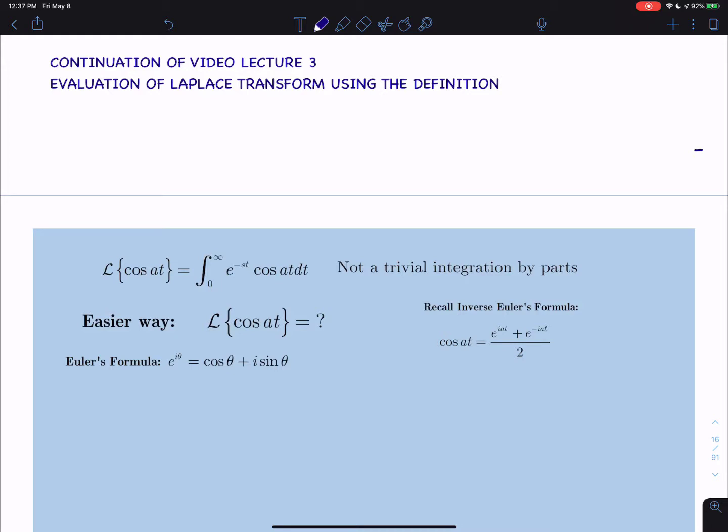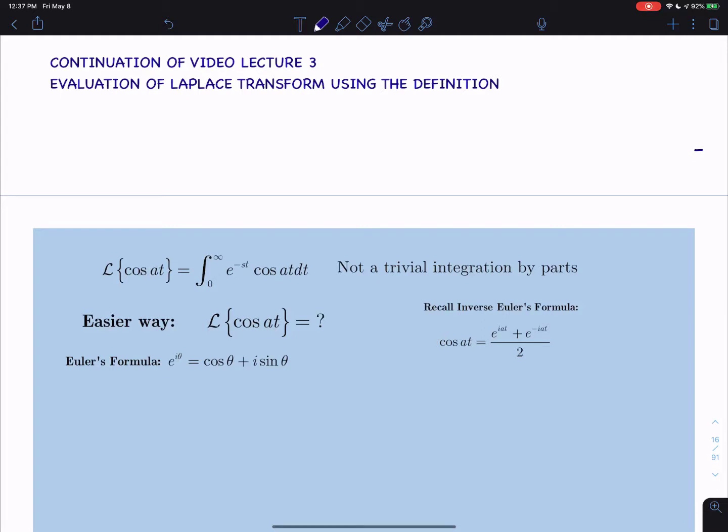Greetings. We're continuing our discussion from video lecture 3 on Laplace transform using the definition to evaluate Laplace transform. We have a few more examples left to look at, so then we can move on in finding Laplace transform by using techniques, not just necessarily a definition.